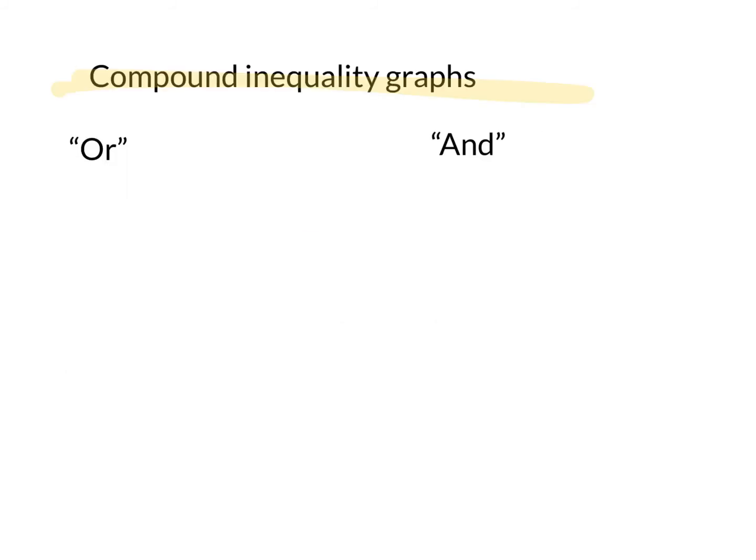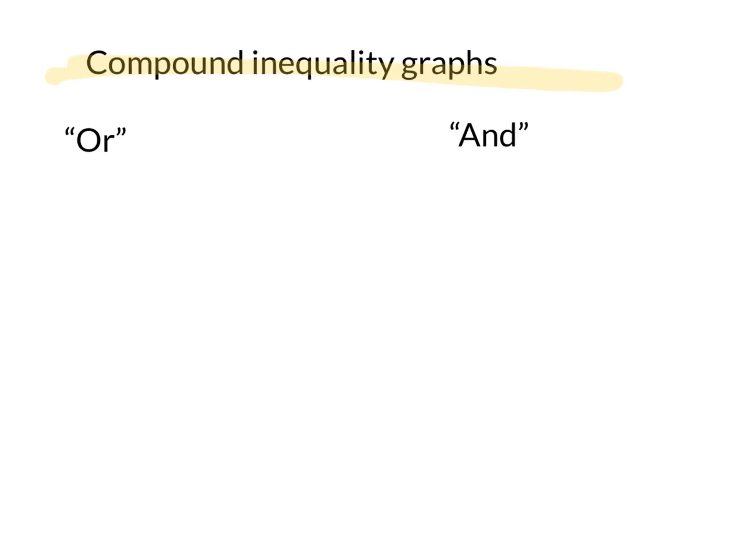All right, this last part is about compound inequality graphs. So compound inequalities are kind of like compound words. Remember, compound words are when you have 2 words that go together, like cheeseburger, right? That's cheese and burger together in one word. Okay, so we've got 2 different types here. We have "or" compound inequalities and "and."